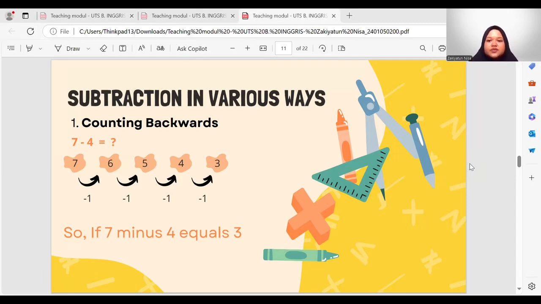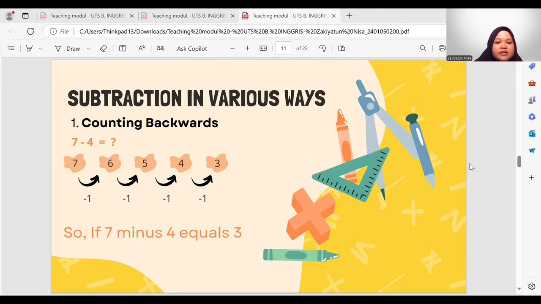The second box is filled with the number 6, and so on sequentially from the first box to the fifth box, backwards. Then we make an arrow between the first box and the second box, between the second box and the third box, and so on. Then under the arrow, we put a minus sign and the number 1, minus 1, until it meets the number you want to subtract.